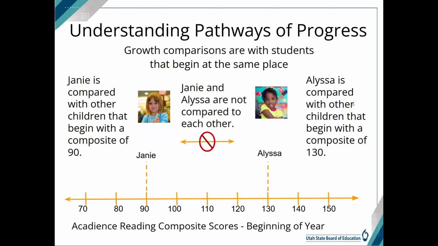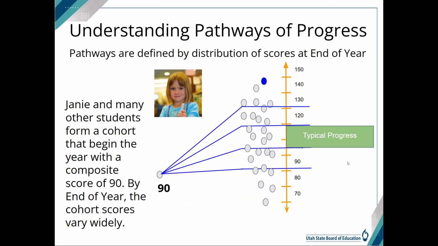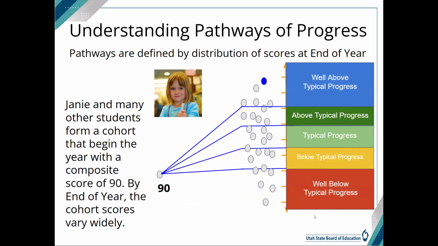Just a quick overview of pathways of progress. It is comparing students who started the year with the exact same composite score. So these two students had very different composite scores. Their pathways are not going to be compared to each other. Instead, we would have Janie, who would be compared to all other students in first grade who also had a composite score of 90 at the beginning of the year. And then looking to see where did those composite scores end up at the end of the year. And Acadience used years of research of data in order to create these 5 quintiles for progress.